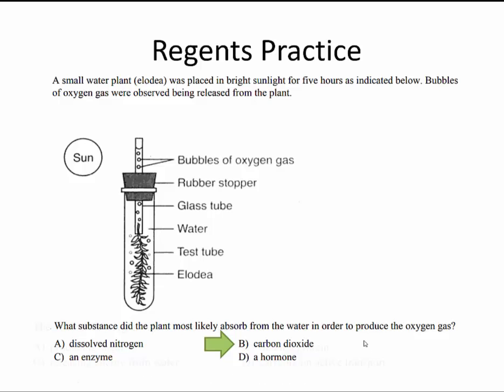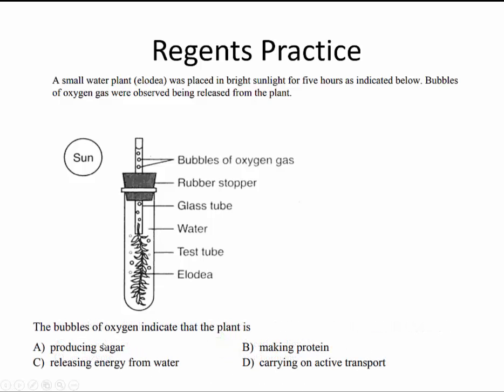Next up. Same diagram. Take a look at the bubbles of oxygen. What does that indicate? It indicates that the plant is what? Hit pause, and when you're ready, hit play. So if the plant is going through photosynthesis, which again is pretty evident from the signs of oxygen gas being produced and the exposure to sunlight, which is a source of energy, it must be making sugar.